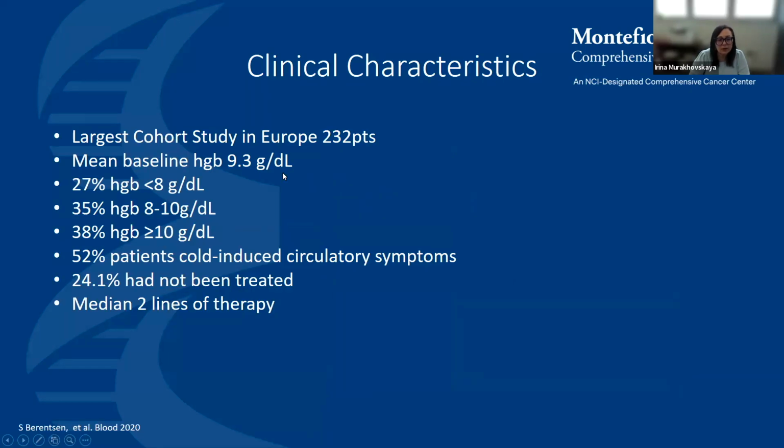In the largest cohort study in Europe, which included 232 patients, the median baseline hemoglobin was 9.3, with about a quarter of the patients having severe anemia with hemoglobin less than 8, about a third having moderate anemia with hemoglobin less than 10, and 40% of patients had hemoglobin above 10. Cold-induced circulatory symptoms were present in about half the patients, and about a quarter never required therapy. Of those who were treated, the median number of therapies required was 2.